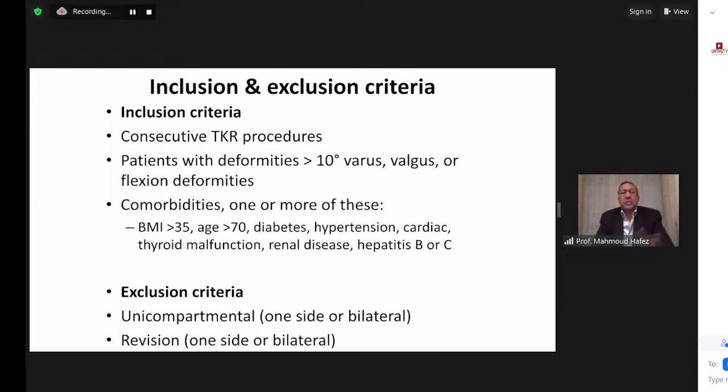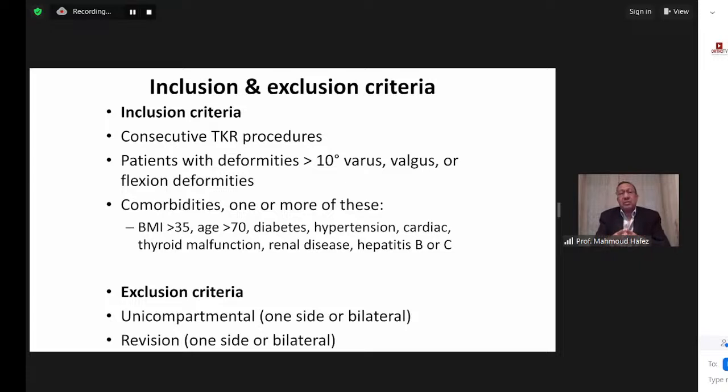So with the inclusion criteria, as you can see here, consecutive cases, patients with deformities and with comorbidities, okay? So they must have a comorbidity, otherwise we will not be able to present a paper on loosening the criteria. But not every bilateral case that we did. I'm talking here about the study, okay? Not every bilateral case had the comorbidities.